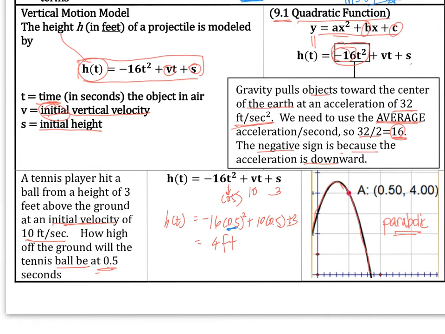Now let's look at the picture here. If this were 1, 2, 3, and the tennis ball was hit at this point, and this is 1, and after 0.5 seconds, this tennis ball will be at this point of 4 feet. So here it's labeled. Okay, so this is the vertical motion model. It travels from a certain point in a parabolic path and eventually hits the ground when h equals 0.